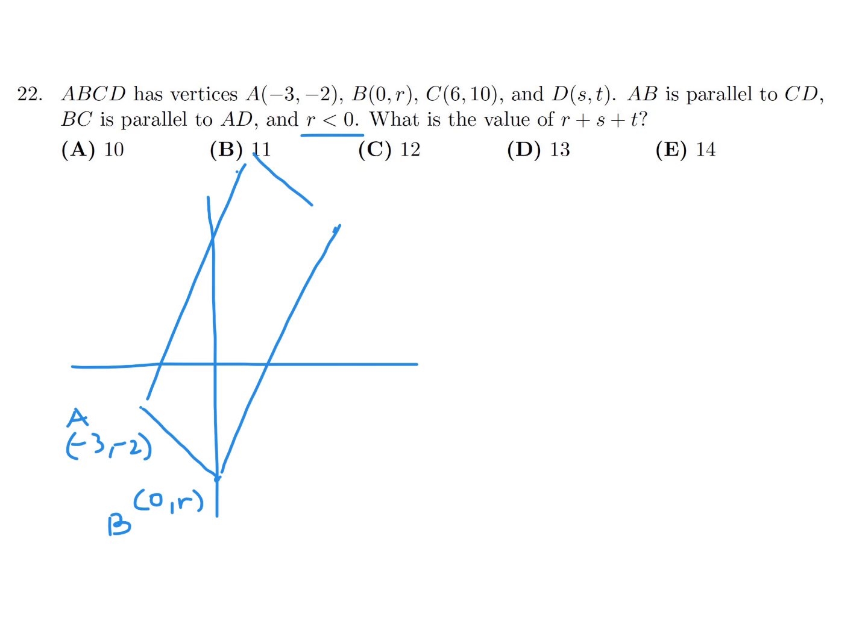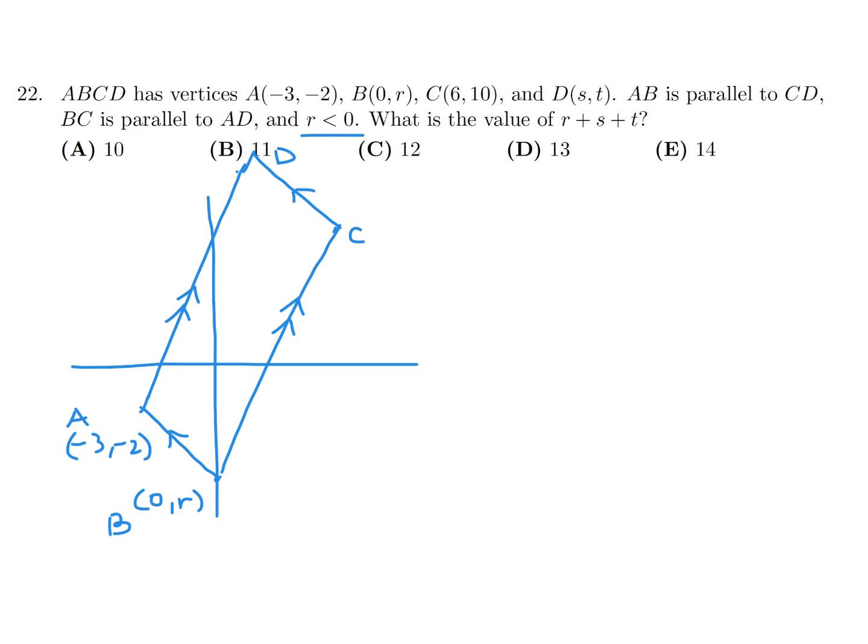Basically, AB is parallel to CD. So this is C and this is D up here. Let's just draw those little lines that show they're parallel. And then BC, this one, is parallel to AD. That's what I'm trying to show there. Okay, that is pretty decent.